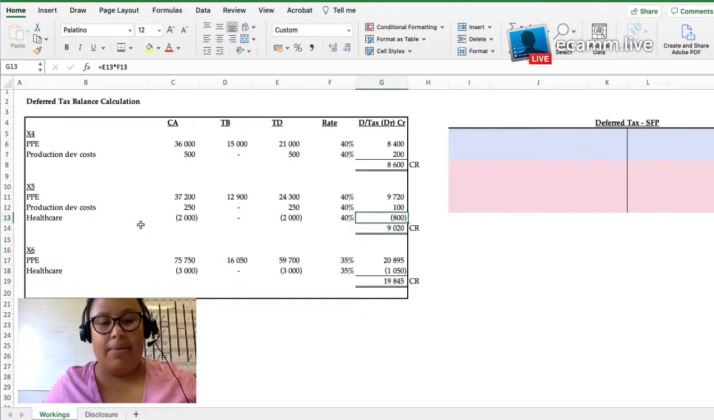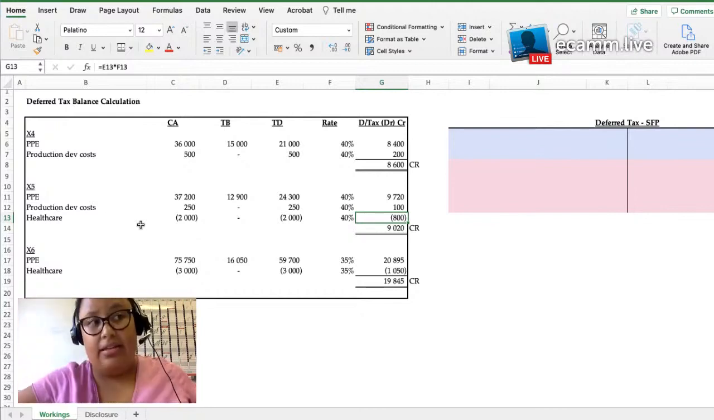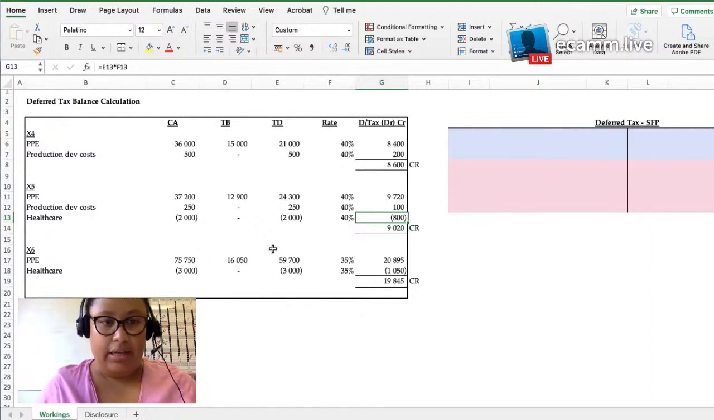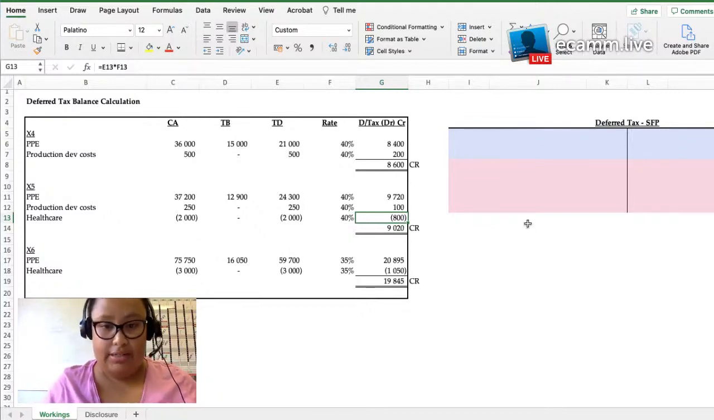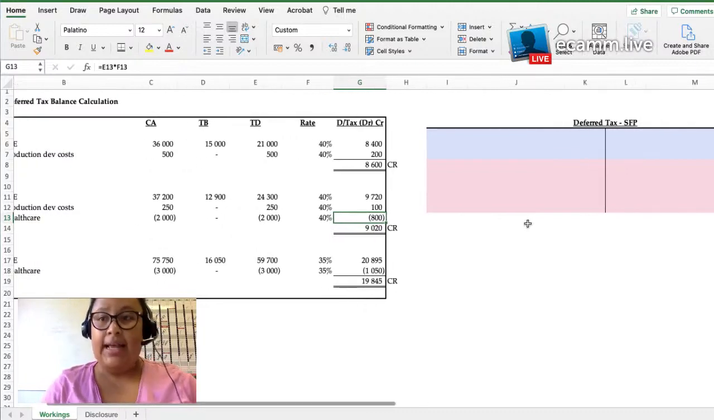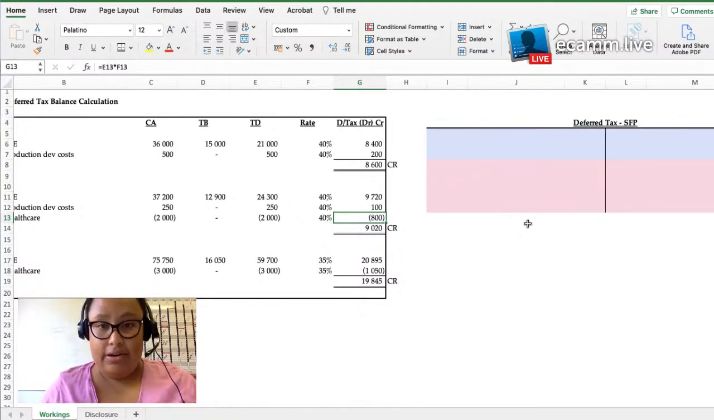But I was just talking about the fact that the movement, there was a 1,000 expense that we recognized in the current year because last year it was 2,000. This year they've told us it's 3,000, so there was a movement of 1,000. Okay, I hope that answers the questions. Now I'm going to go back to my deferred tax calc, my workings. Now, let's continue.